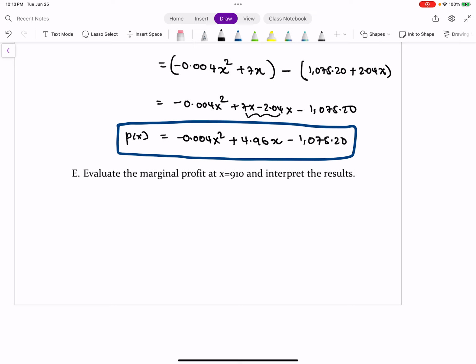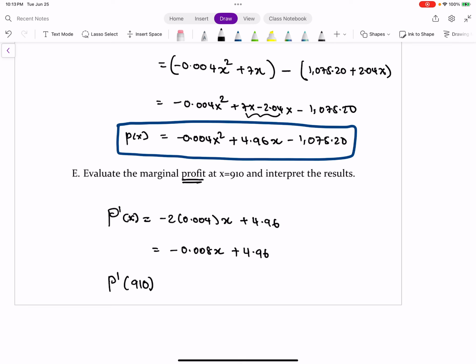Okay, first we have to find the marginal profit. The marginal profit is the derivative of the profit function. So negative 2 times 0.004, then x plus 4.96. This becomes the marginal profit. Now it is negative 0.008x plus 4.96.